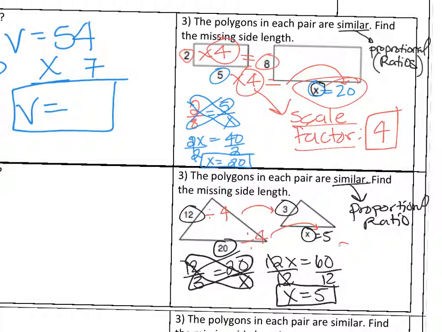Now the scale factor here is not 4. Here it was 4 because you multiplied. But here, since you're dividing by 4, you're actually, in a way, multiplying by 1/4. So the scale factor is actually 1/4.